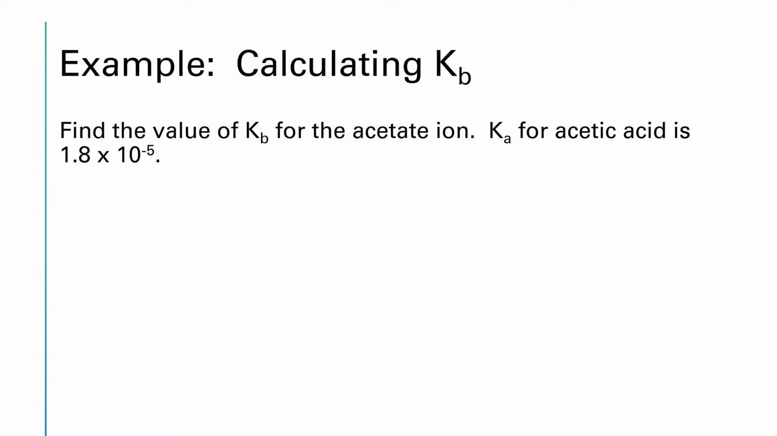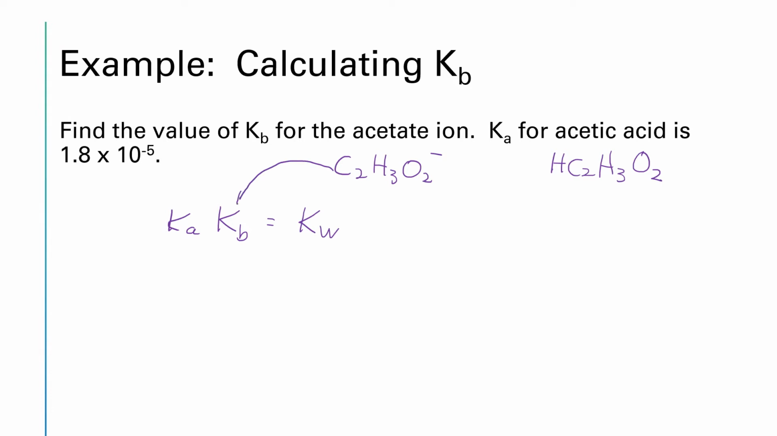So let's look at an example of this sort of calculation. Let's find the value of Kb for the acetate ion, given that Ka for acetic acid is 1.8 times 10 to the minus 5. So acetic acid is HC2H3O2, and acetate is C2H3O2 with a minus 1. So they are a conjugate pair. So we can use the equation that Ka times Kb is equal to Kw. Now the Kb that works in this equation is the Kb for acetate, and the Ka that works in this equation is the Ka for acetic acid.